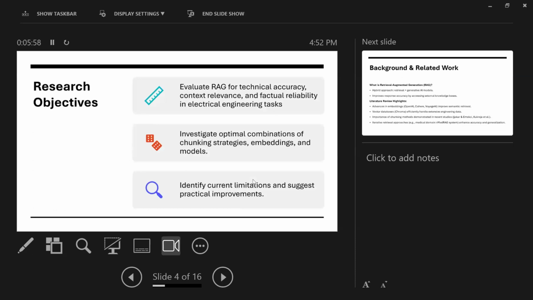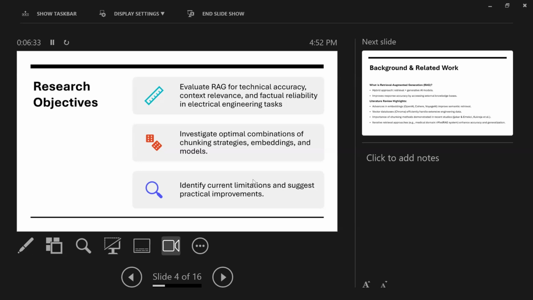So the research objectives are evaluating RAG for technical accuracy, contextual relevance, and factual reliability in electrical engineering tasks. This was done in two ways, quantitative and qualitative. Quantitatively, we used RAGAS, which is Retrieval Augmented Generation Assessment System, a much easier way to assess the Retrieval Augmented Generation models that we are making, and this is what we used here. And the second thing is to investigate optimal combinations of chunking strategies, embeddings, and models.